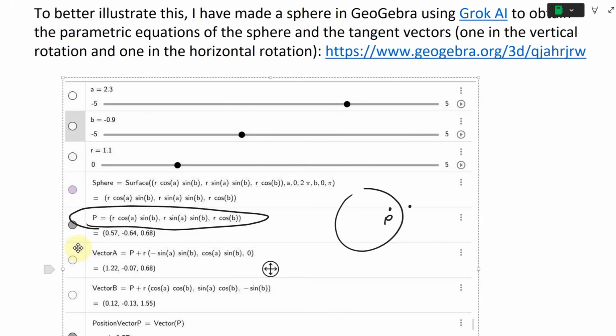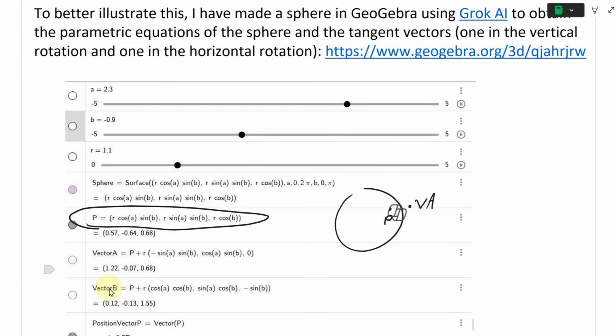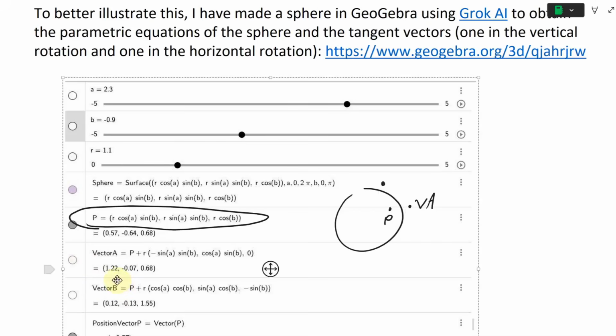This would be the vector, and I'll show you how it is soon. So vector VA is this part right here, vector B. That's in the horizontal, vertical rotation. It's going to be something like this. So it's just going to be VB.